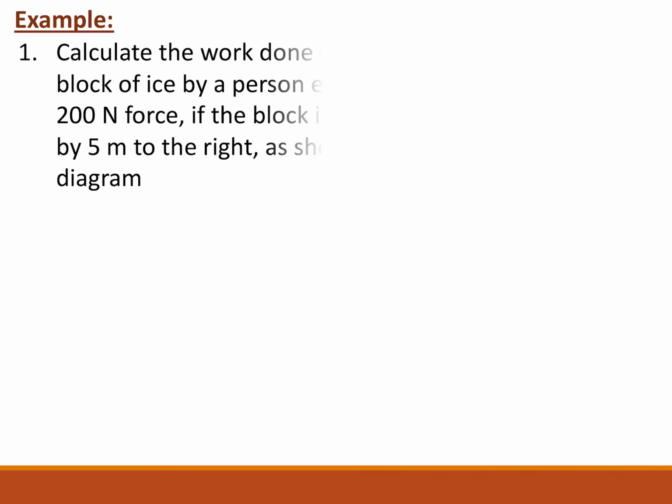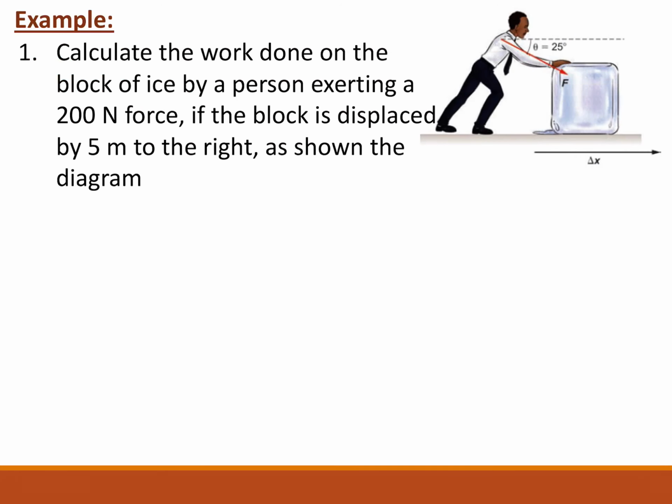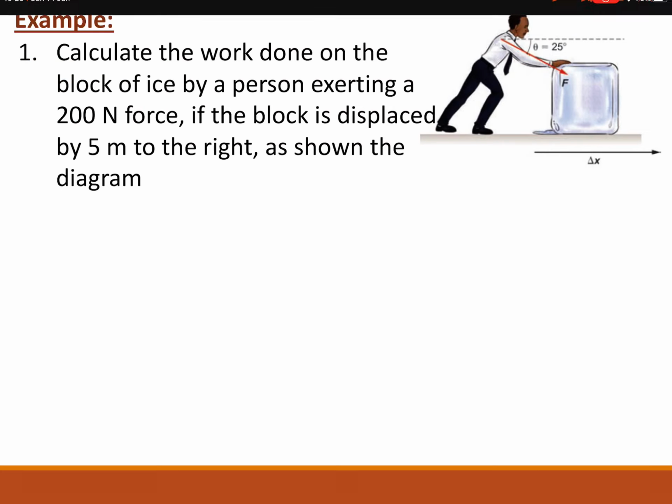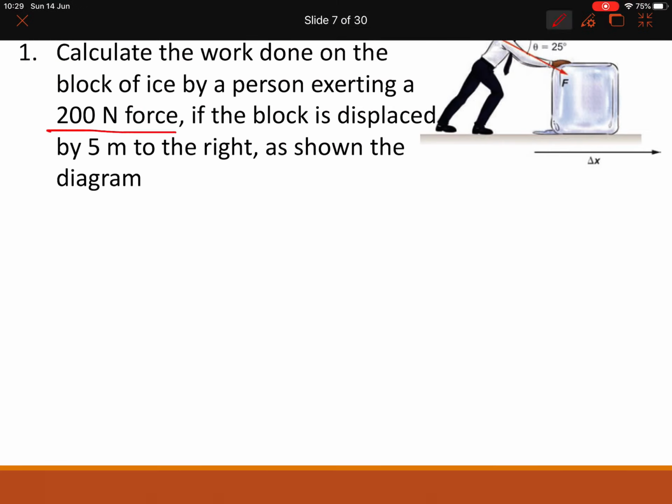So let's look at an example. Here we have a person pushing a very large block of ice. Let's just go with it. They tell you they want the work done on the block of ice, not by the block of ice, by the person exerting a force. So once again, it's really important to see what's being asked. So we're exerting a force of 25, displacement is 5, and we have an angle of 25.